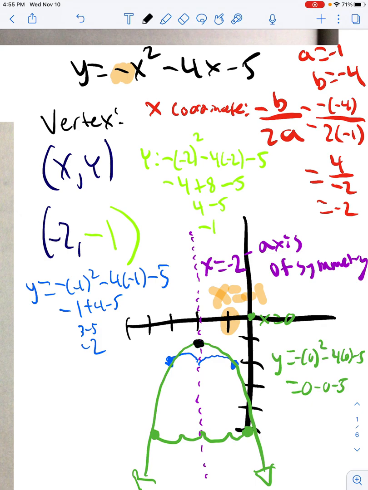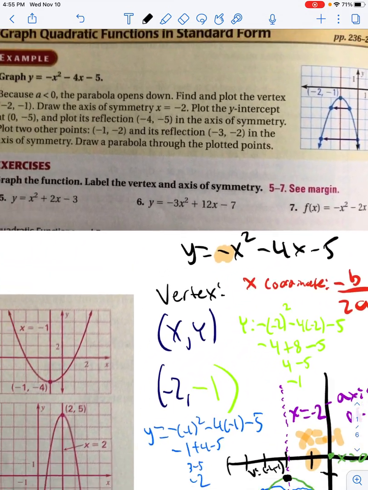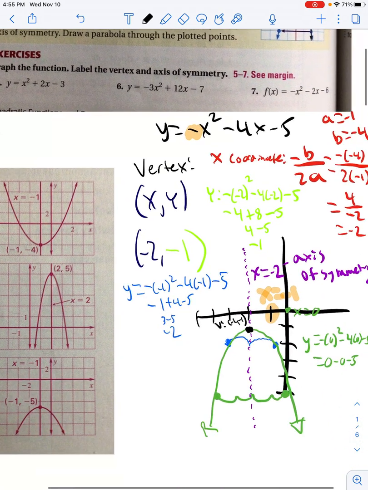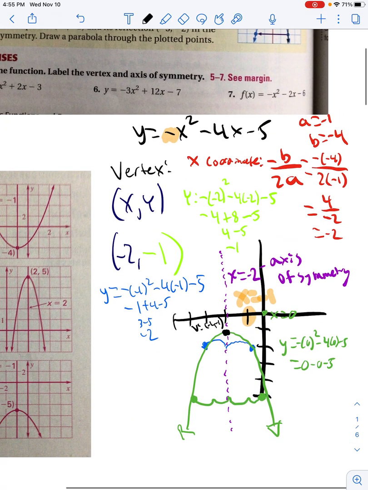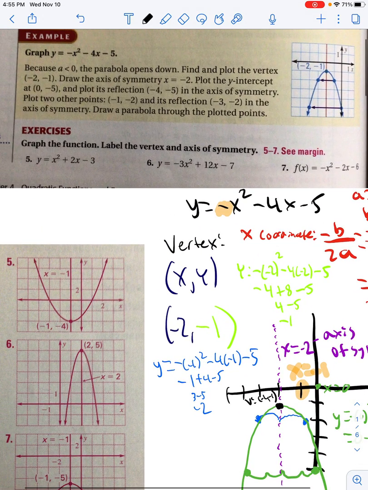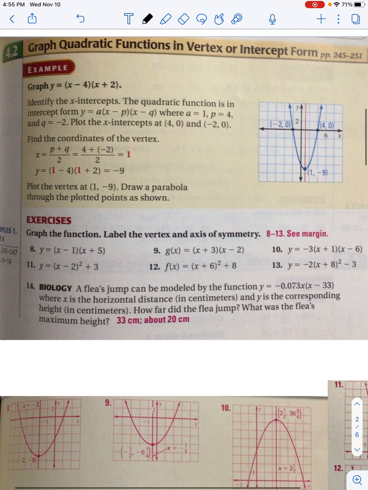I need to label my vertex, which I did. I said my vertex was negative 2, negative 1. Again, I have a bunch of work here, but vertex equals negative 2, negative 1. I calculated 1 point, I labeled the axis of symmetry, and I should be good. So again, you can try 3 problems right here. We are moving on. Another way I could have found this y-intercept is, again, looking at this last point right here. I knew that it was negative 5, 0, negative 5.